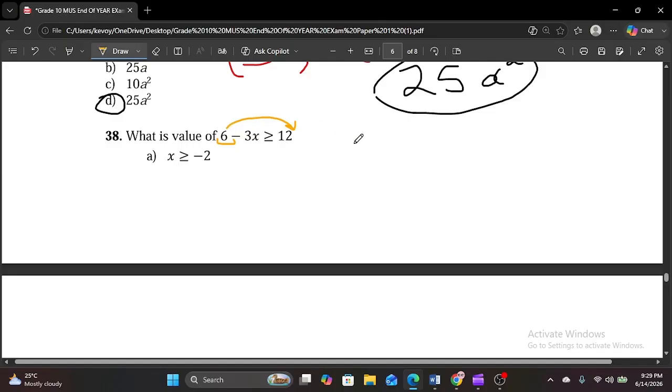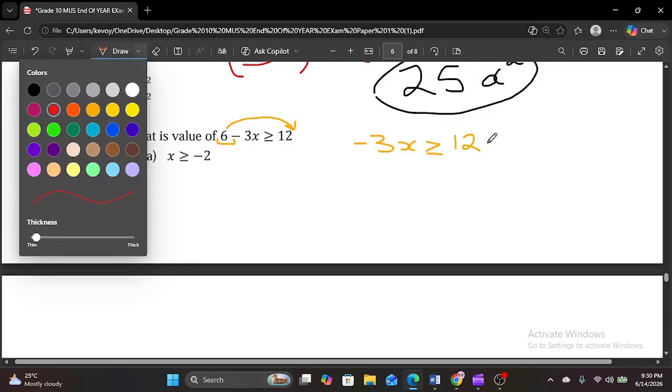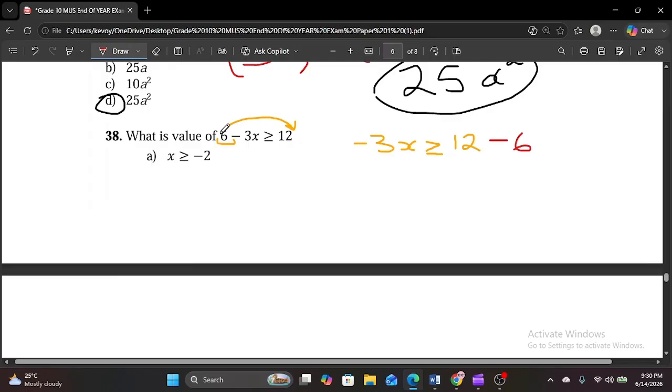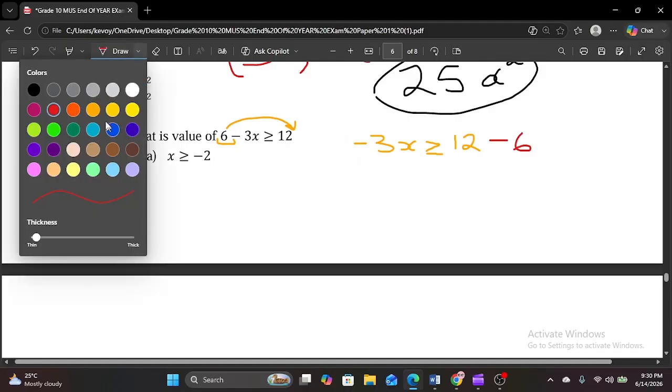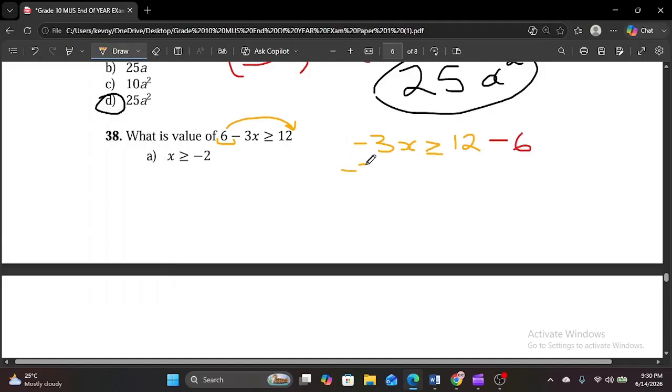So if I move over that 6, I'm going to have -3x greater than or equal to 12 minus 6. Because this 6 right here is a positive 6. Notice when I moved over the 6, the negative sign is in front of the 6. So it wasn't a negative number before. All right, so that's going to be equal to now -3x is greater than or equal to 12 minus 6. That's going to be 6.